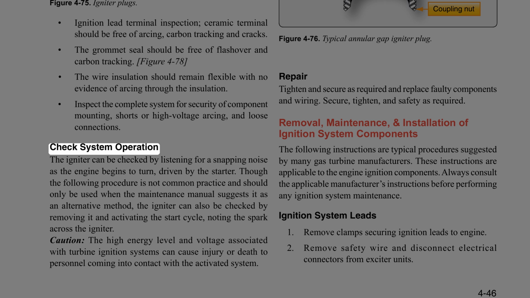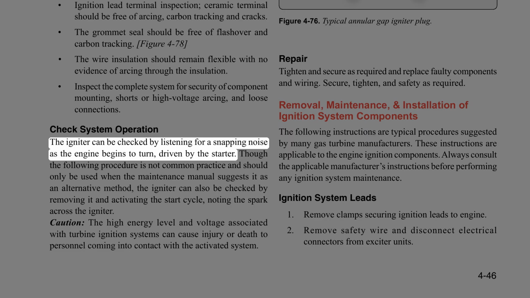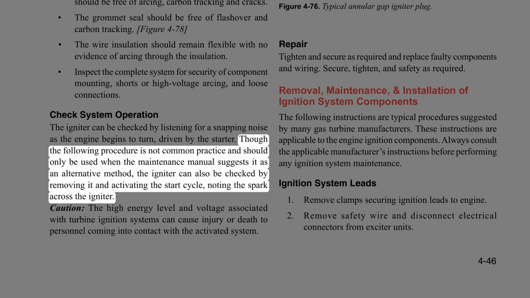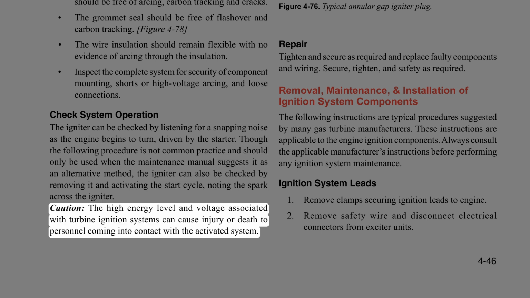Inspect the complete system for security of component mounting, shorts or high voltage arcing, and loose connections. Check system operation. The igniter can be checked by listening for a snapping noise as the engine begins to turn, driven by the starter. Though the following procedure is not common practice and should only be used when the maintenance manual suggests it as an alternative method, the igniter can also be checked by removing it and activating the start cycle, noting the spark across the igniter. Caution. The high energy level and voltage associated with turbine ignition systems can cause injury or death to personnel coming into contact with the activated system.